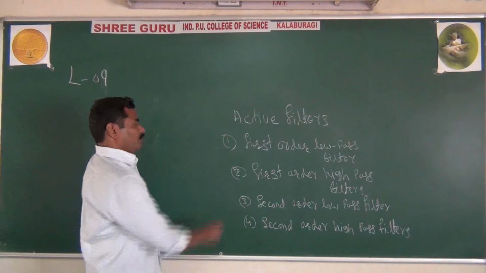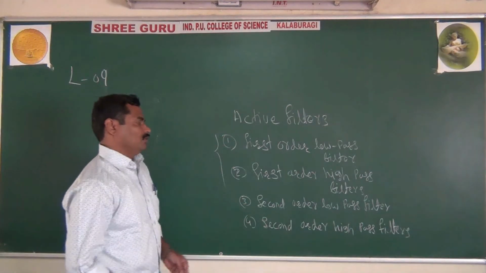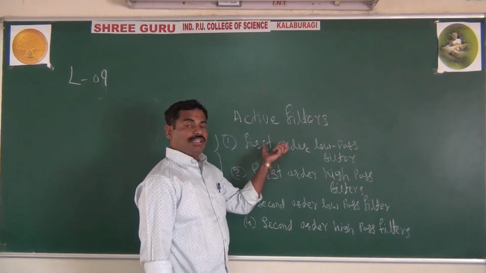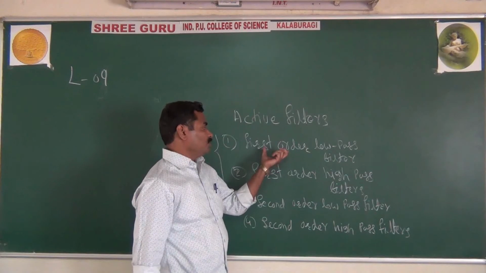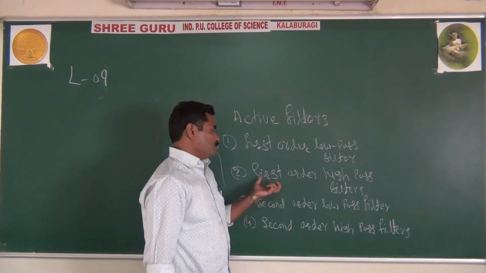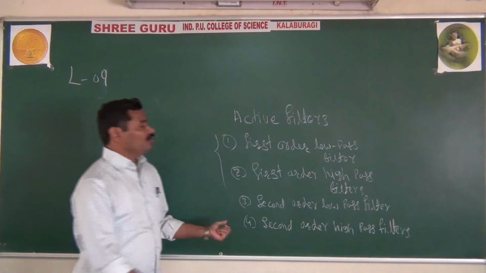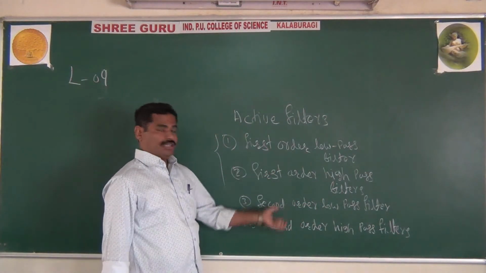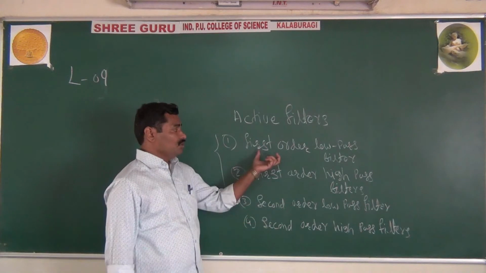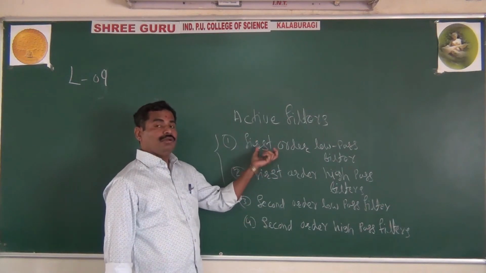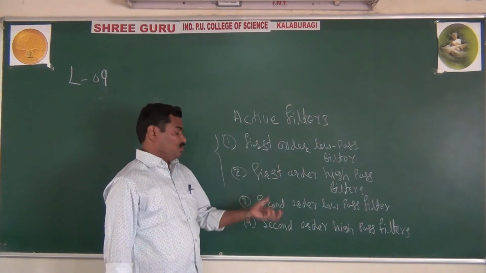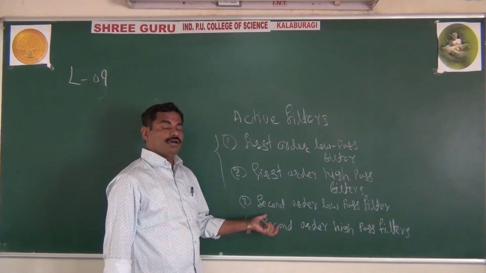And actually you have in the syllabus for your second PUC these two. You are studying in detail the construction and working of the first order low pass filter, and also the first order high pass filter. And what is the difference between first order and second order? In first order, you are only using one R and C combination. In second order, you are using more than one R and C combination.